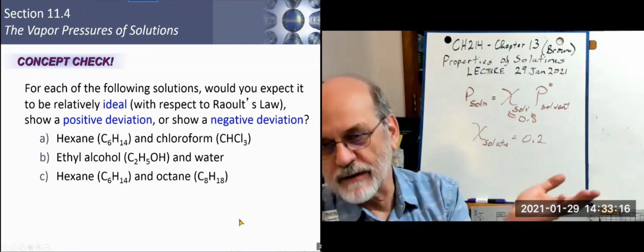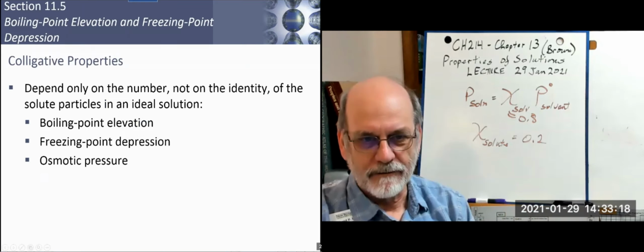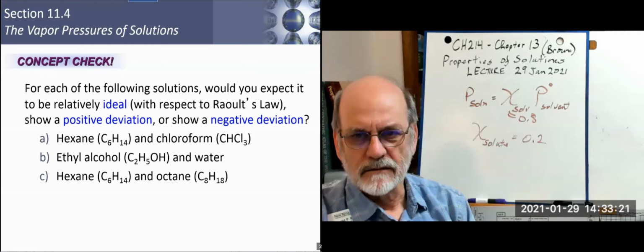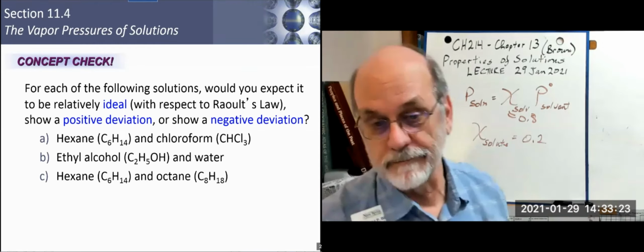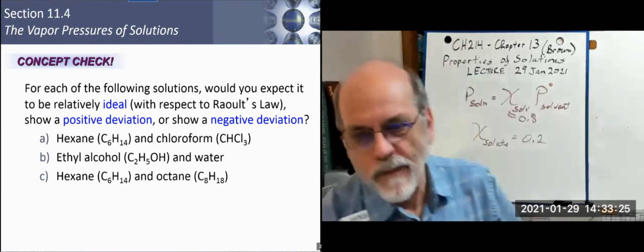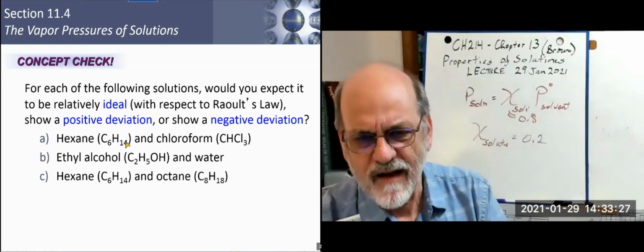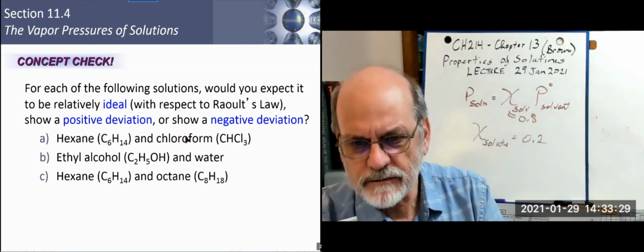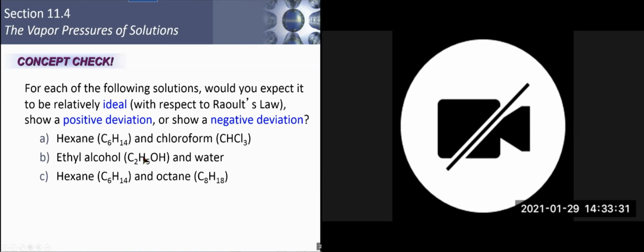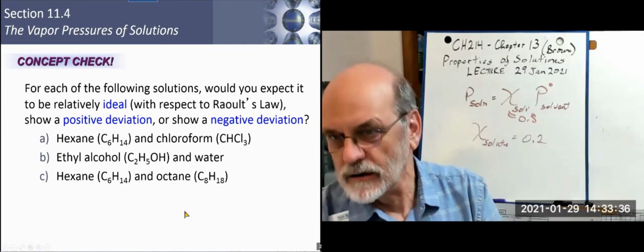Now let's see if I made my guess right. Oh, it didn't tell me. Shoot. Okay, you have to take my word for it then. What did I say? Positive deviation. Yeah. Negative deviation, and ideal.